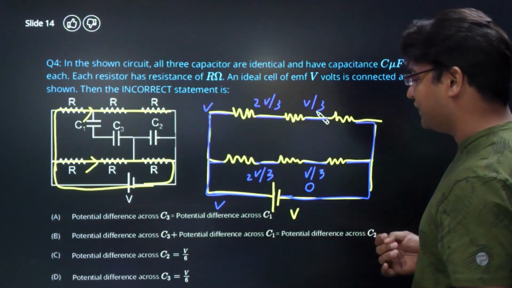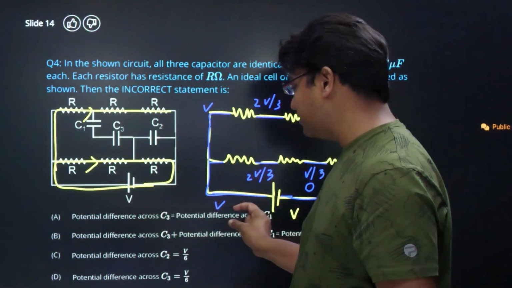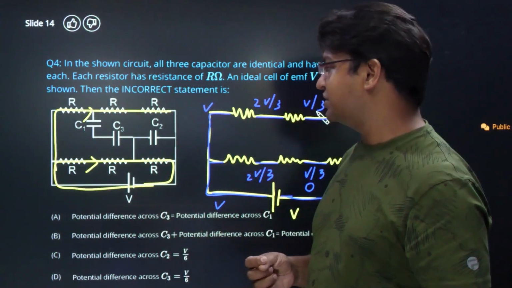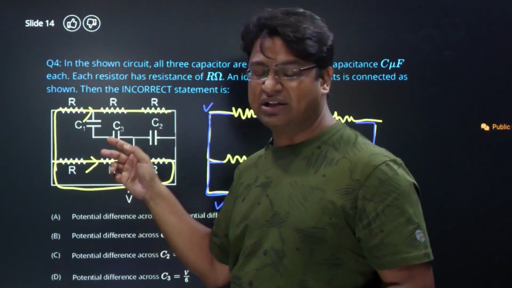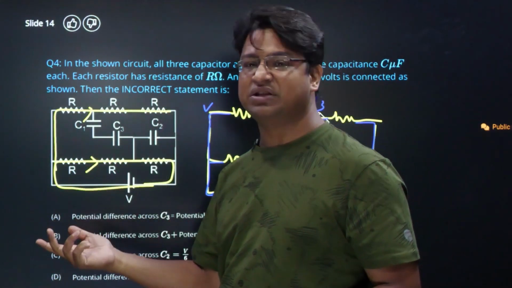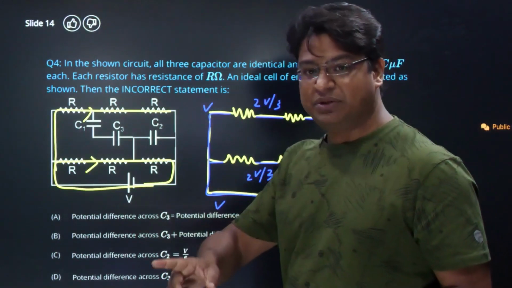So yes, potential difference across C3 is equal, not because they are connected in parallel. So don't think that this option is written to indicate that this is connected in parallel. It is there because they are connected in series and they have the same capacitance. So they will always have the same value of potential difference. So this is a correct statement and therefore this will not be the answer.